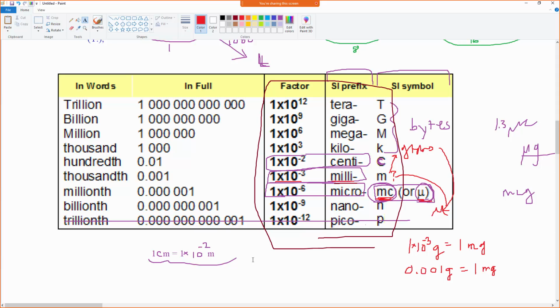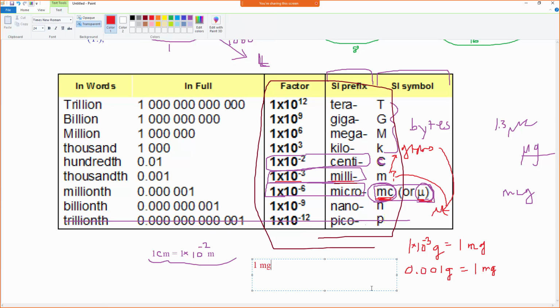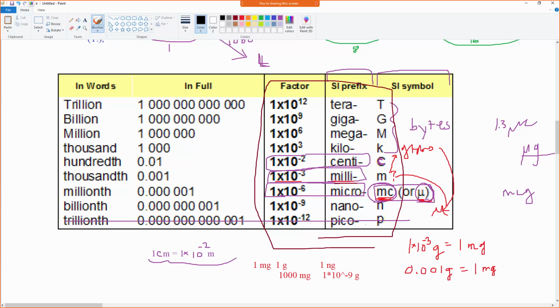So if I was converting from 1 milligram to nanograms, I would say 1 milligram, and then my conversion would say that every 1 gram has 1,000 milligrams. And then I would do another conversion saying that 1 nanogram is 1 times 10 raised to the negative 9th grams. And I would just do this dimensional analysis setup to convert. And I would go through grams because otherwise I would be concerned that I would not do it right. That's a really good question.